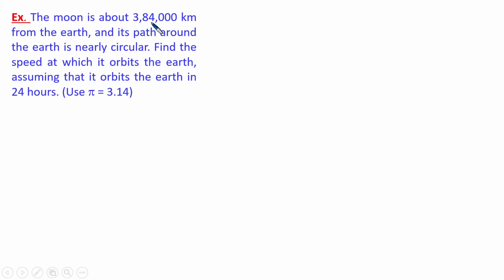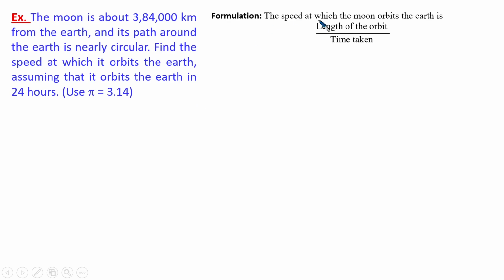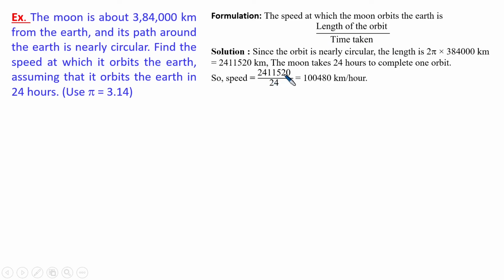Okay, so this is the radius, and the circumference, the perimeter, will be 2 pi times this radius. He's asking what is the speed. So 2 pi r divided by 24 hours should give me a speed. So here the speed at which the moon orbits the earth is the length of the orbit divided by the time taken. So this is 24,11,520 divided by 24. So you get 1,480 kilometers per hour.